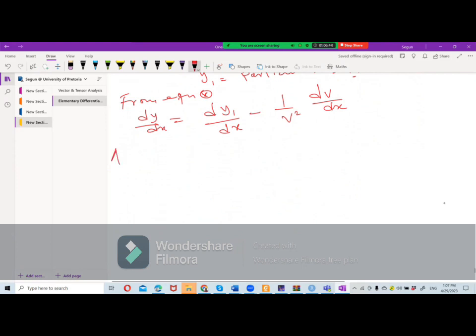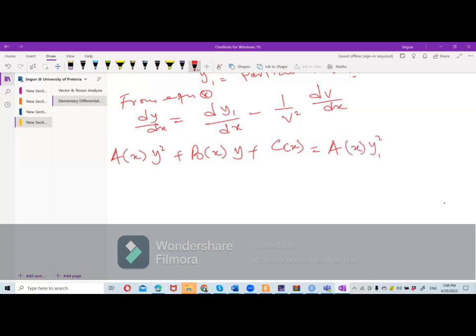Then we now have a of x y squared plus b of x y plus c of x, which is equal to a of x y1 squared plus b of x y1 plus c of x, minus 1 all over v squared dv/dx.